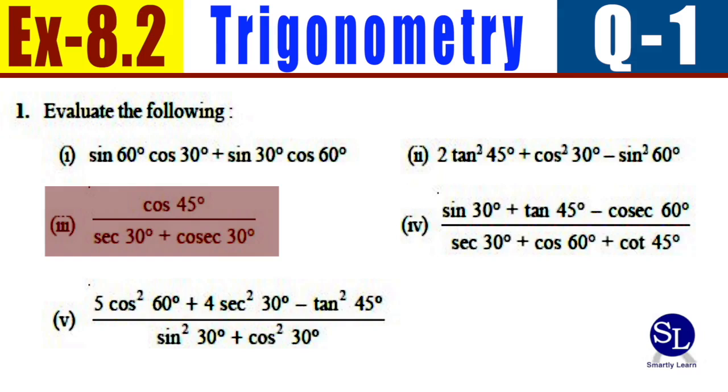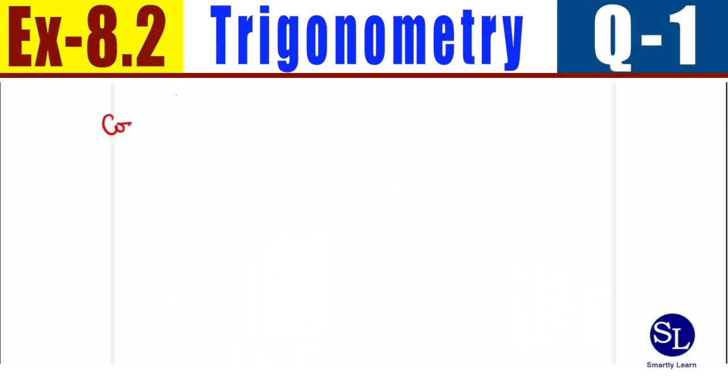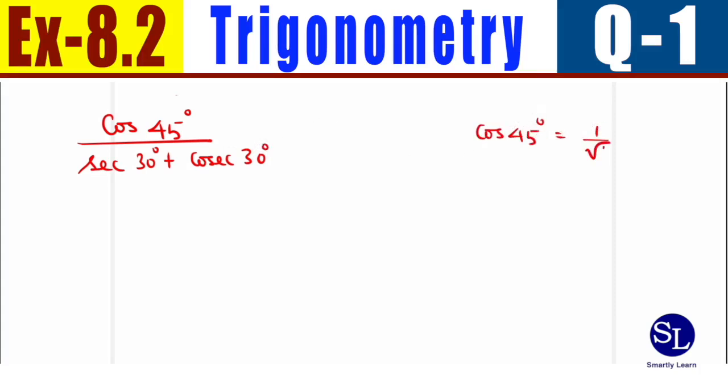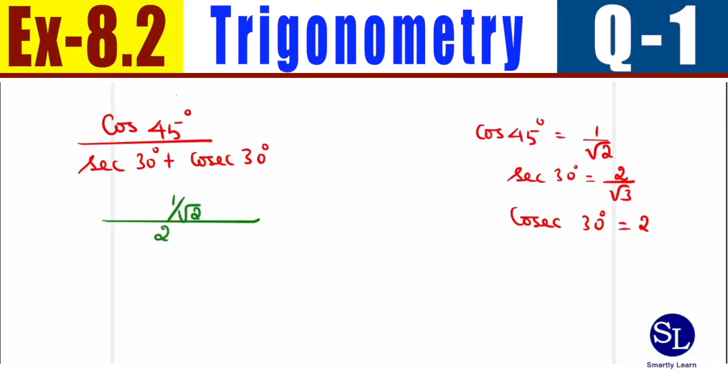That expression is cos 45 by secant 30 plus cosecant 30. So let's note it. Cos 45 degrees divided by secant 30 degrees plus cosecant 30 degrees. So let's write down the values. Cos 45 degrees is going to be 1 by root 2. Now secant 30 degrees is 2 by root 3 and cosecant 30 degrees is equal to 2. Now let's start substituting these values. So cos 45 is 1 by root 2, the whole thing divided by secant 30 is 2 by root 3 plus cosecant 30 is 2.